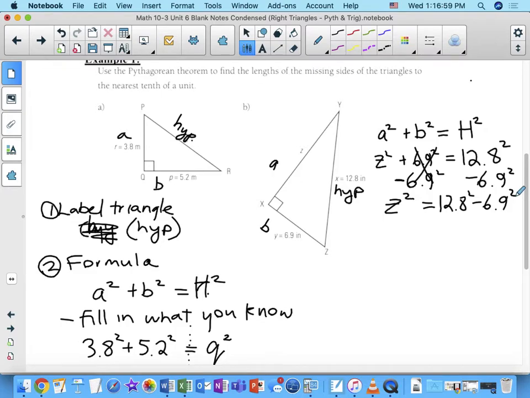Okay, now what? Now what are we going to do? Subtract them? Okay, so how would you subtract them? Like you'd go 12.8 minus 6.9? What do you think? Think about order of operations here. What types of operations do you have? Remember, order of operations is like this.